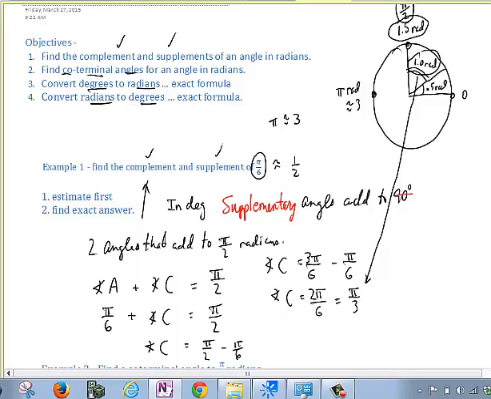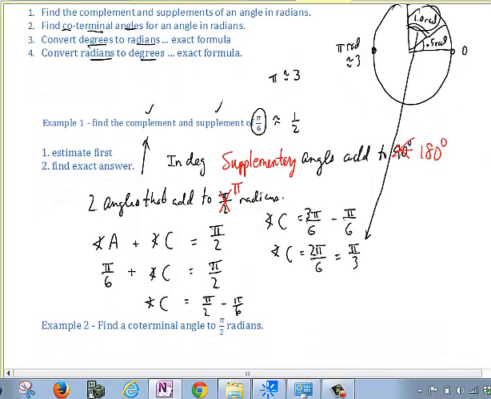supplementary angles add to 180 degrees. Now that corresponds to pi radians. So we would do the same sort of work we did before. We would take, instead of calling this angle C, we would call it angle S for the supplementary angle. They would add up to pi radians. We would just say our angle plus our supplementary angle should add up to pi radians.